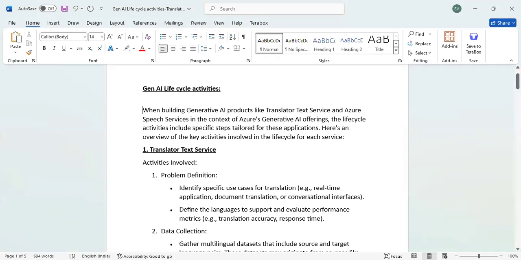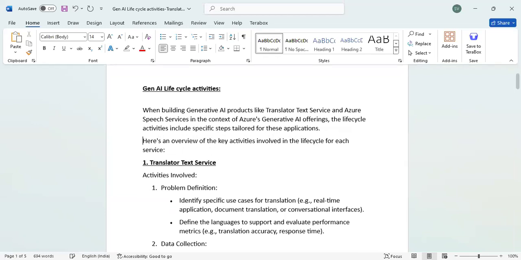When building generative AI products like translator text service and Azure speech services in the context of Azure's generative AI offerings, the lifecycle activities include specific steps tailored for these applications. It means each application will have its own activities mapped to it, because some of them will have some algorithms embedded within the services. That's where we need to segregate each service's lifecycle activities. So here is an overview of the key activities involved in the life cycle for each service.